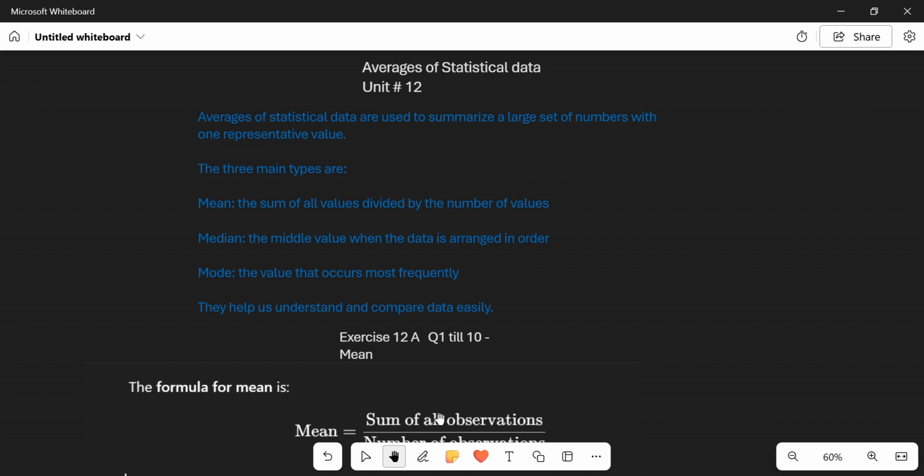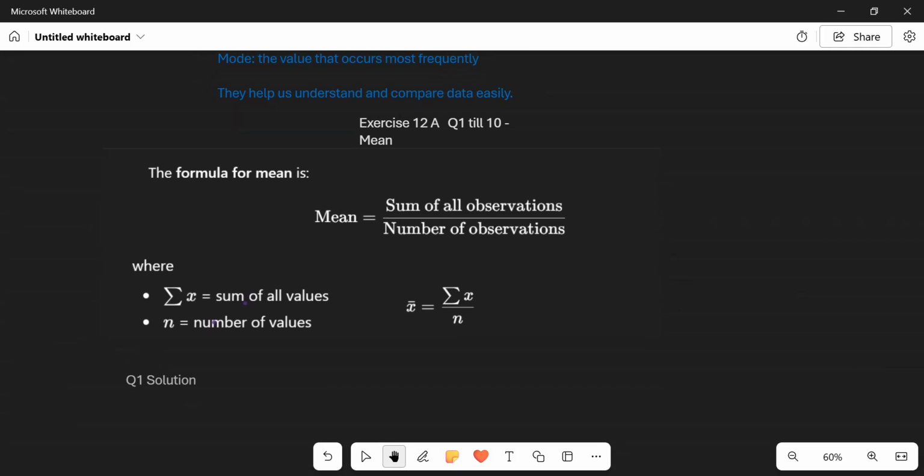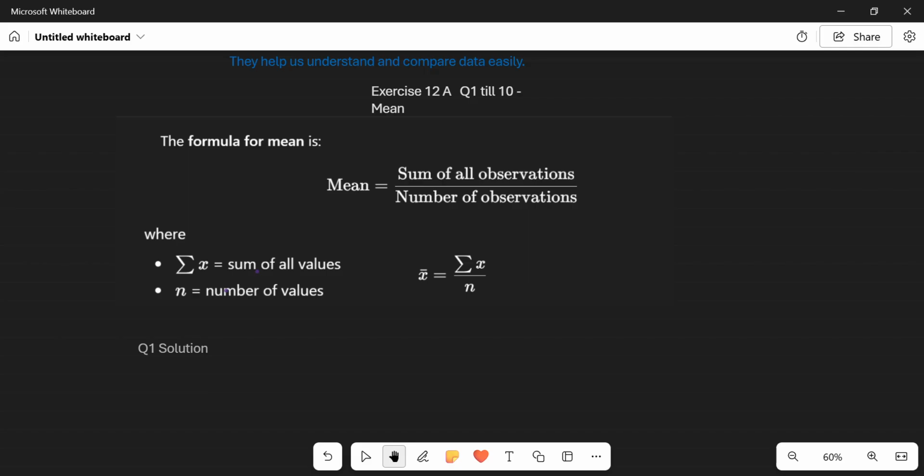Here, the second type is median, right? The meaning of median is the middle value when the data is in a ranged form, like in ascending order. And what is mode? Mode means the value that occurs most frequently, more than one time in the data, that will be the mode. So here, exercise 12A, questions 1 to 10 we will do.